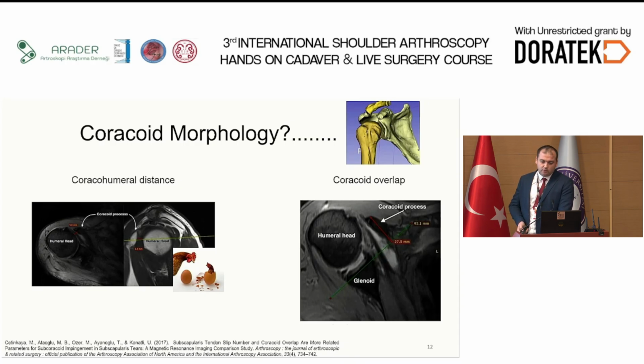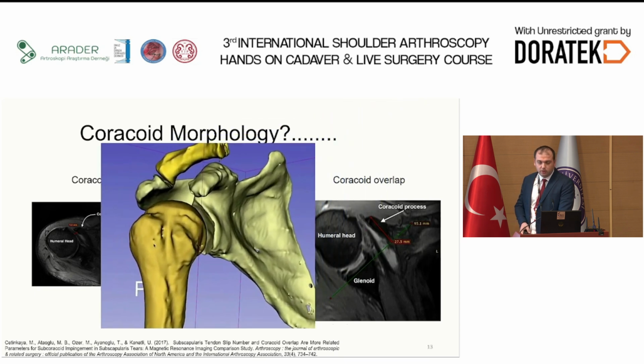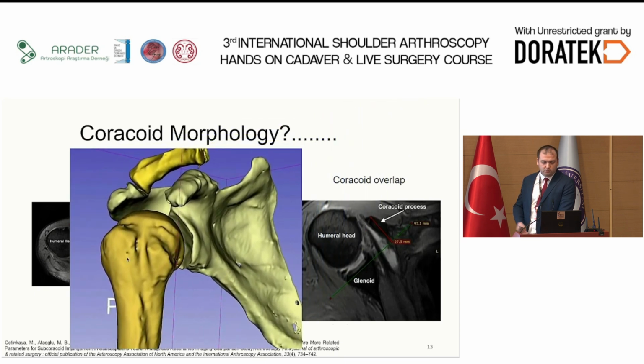In the same study, there was a powerful correlation with the coracoid overlapping, but we don't know the exact cutoff for that, the lateral overlapping of the coracoid process beyond the glenoid surface. Either way, we believe that there is something related to coracoid morphology, but we just believe that. We just don't know what it is exactly now.